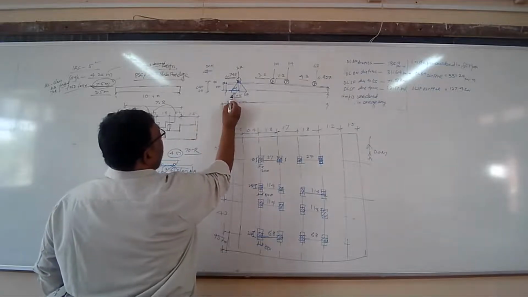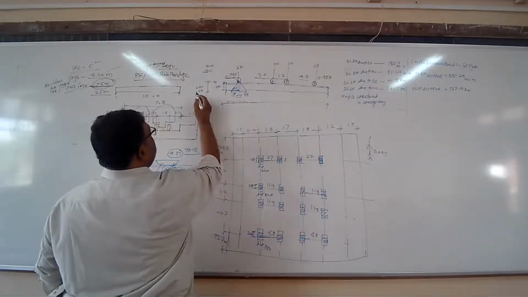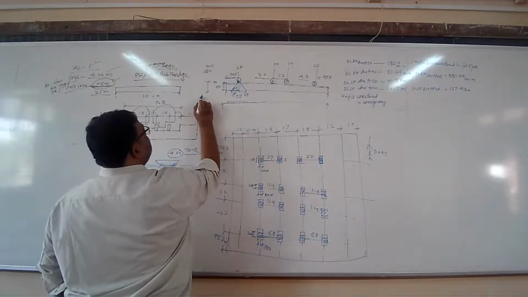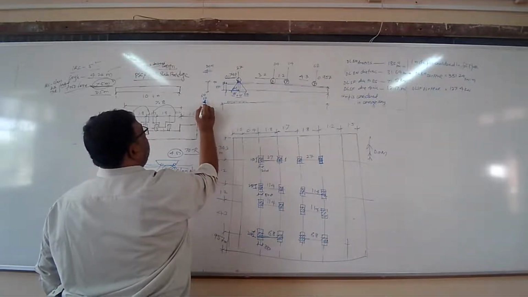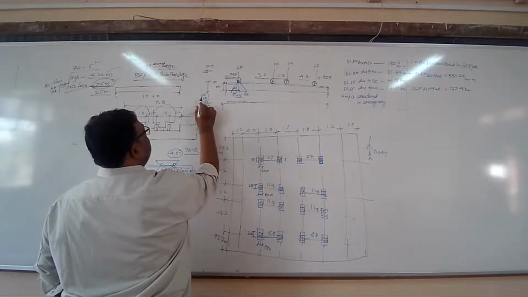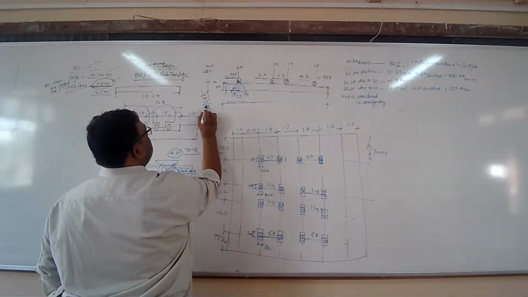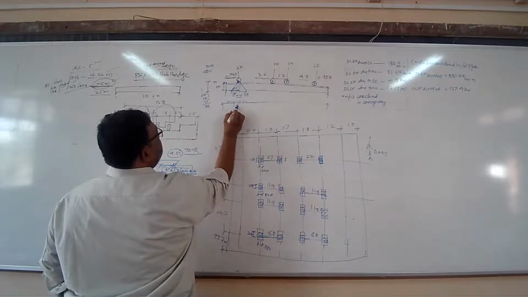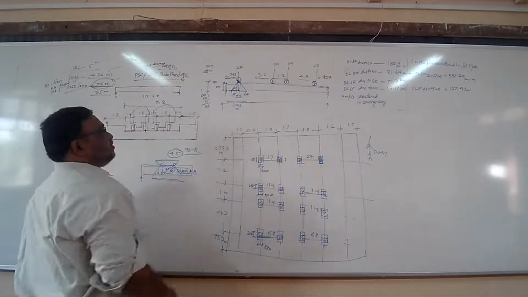So how much it is now? 0.64 plus 0.15 plus 0.64. So it is 0.64 plus 0.15, 1.43. So this is 1.43 meters.